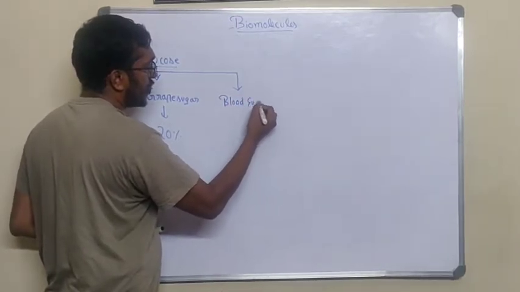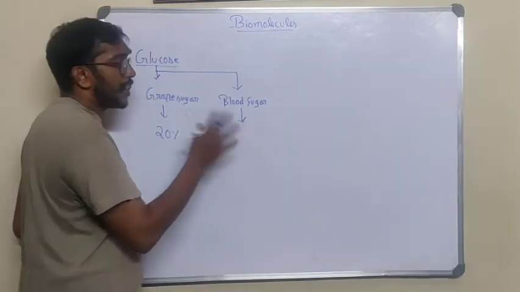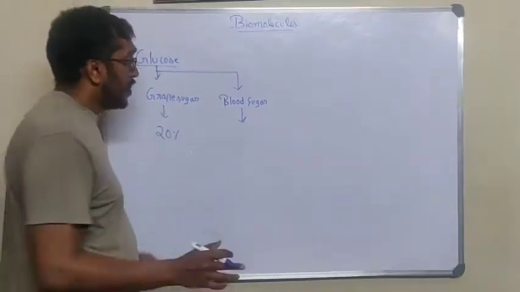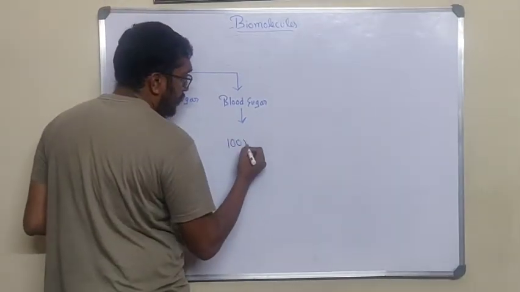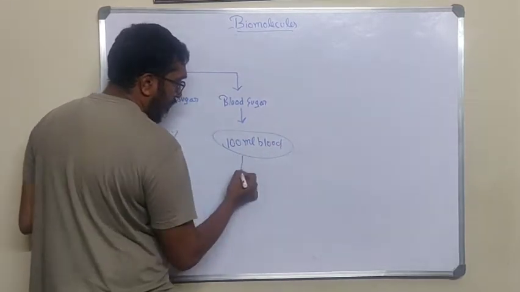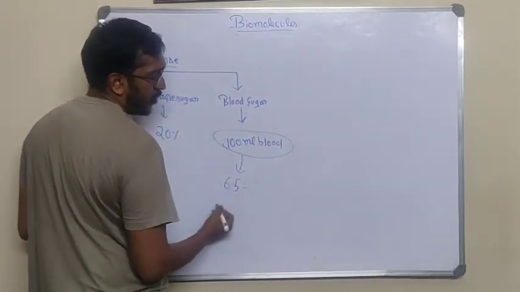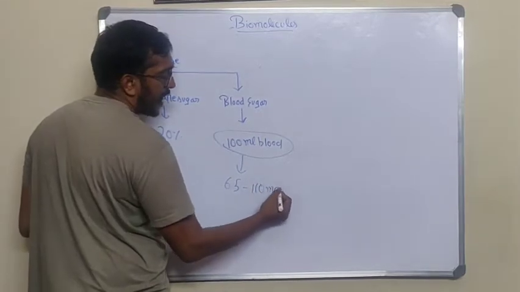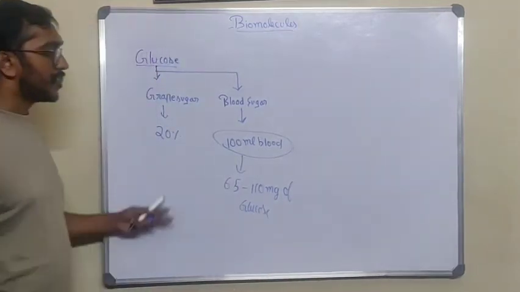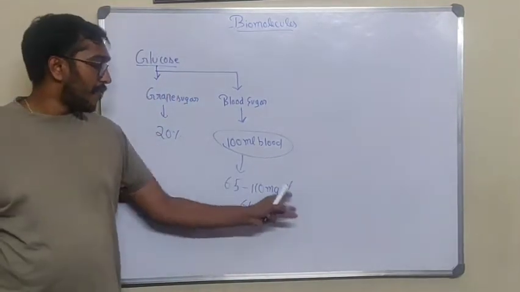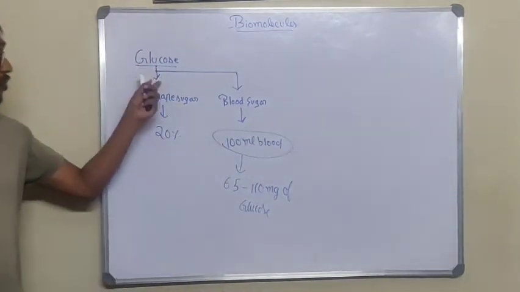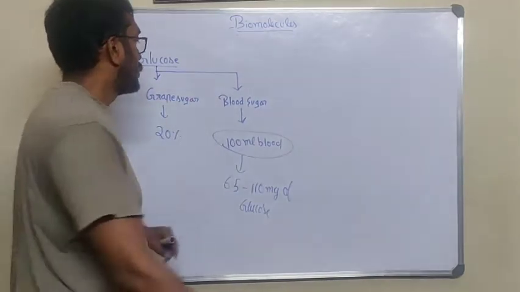This glucose is also known as blood sugar. What is the reason behind that? If I take 100 ml of blood, it contains approximately 65 to 110 milligram of glucose. So that is the reason glucose is also known as blood sugar.